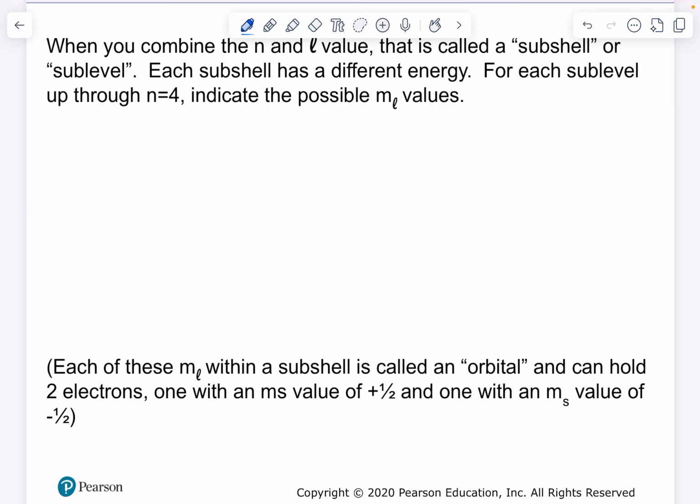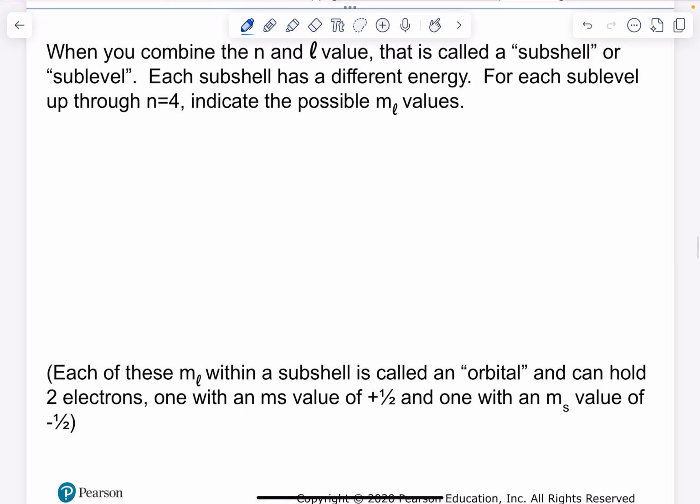Okay, when you combine the N and the L value, this is called the subshell or sublevel. Each subshell has a different energy. For the subshells in n equals 4, indicate the possible M sub L values. So it shouldn't say up through, it should say in n equals 4.